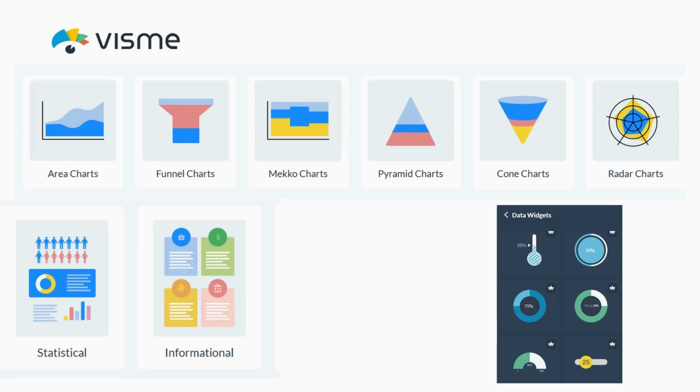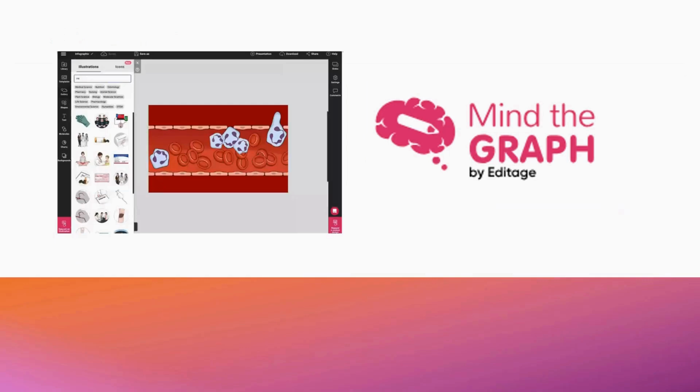There is another tool that I only recently discovered called Mind the Graph, and this is tailored specifically for academic and scientific audiences.